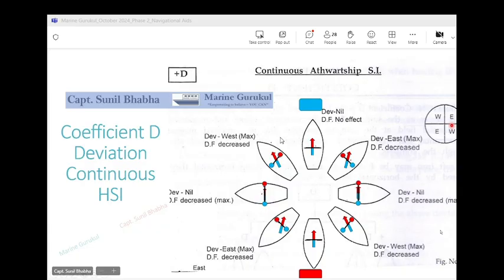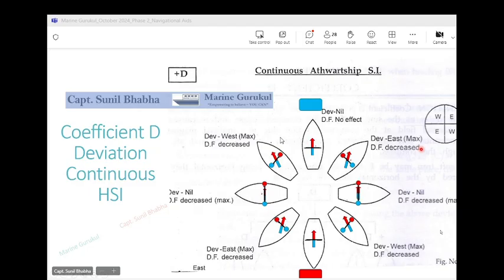Now another important thing here is that the directive force in this case is never increased on any heading. You can check all the headings. The directive force is not affected on some of the headings. Like you see on northerly heading, there is no effect on the directive force. Whereas on northeasterly, easterly and southeasterly headings, the directive force is decreased.